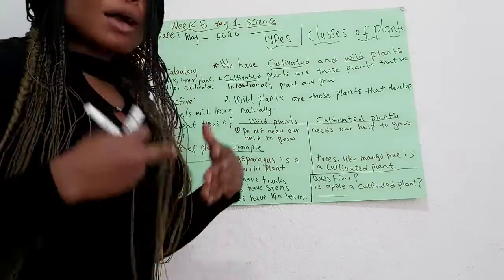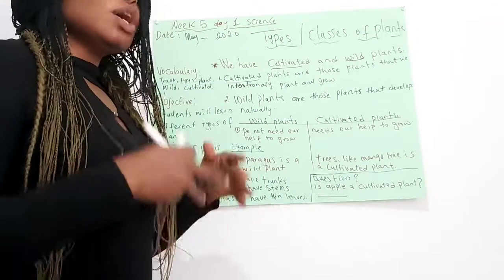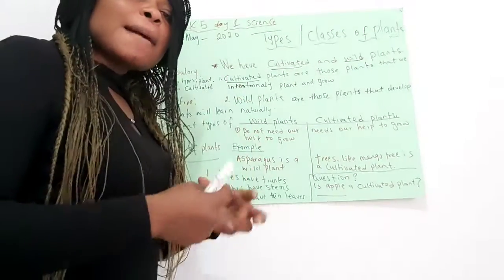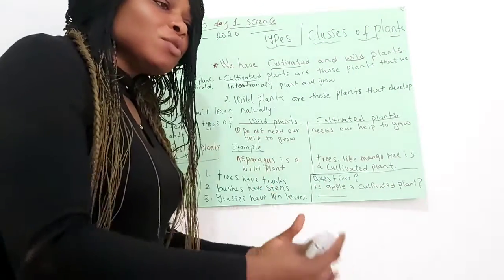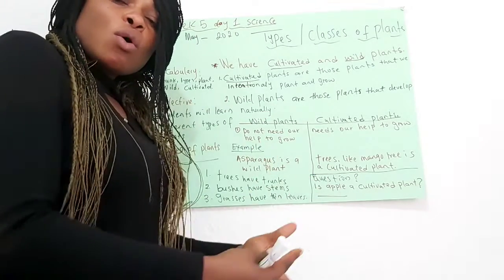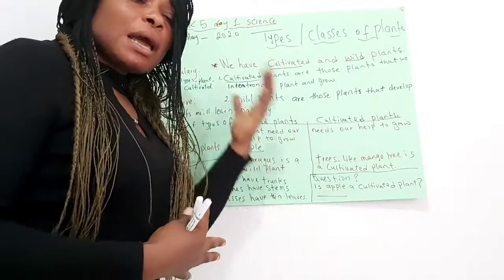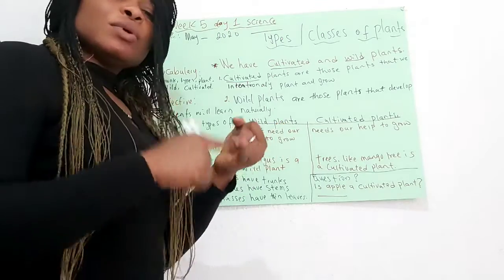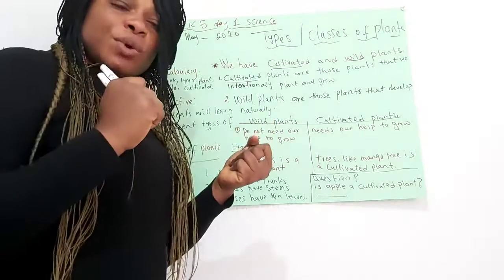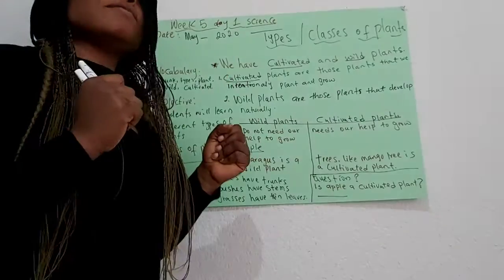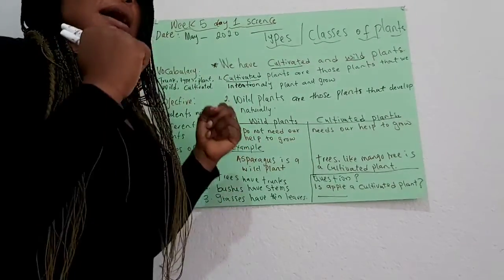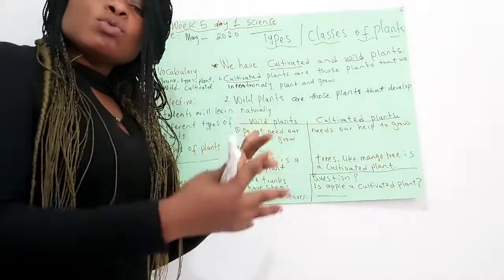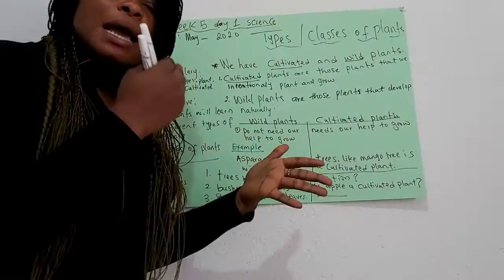So what are cultivated plants, guys? Cultivated plants are those plants that we intentionally plant. We plant them and we help them to grow. For example, we plant an apple tree, we plant an orange tree, or we plant a carrot, or we plant a nut, like a peanut, and we help them to grow. So these are cultivated plants.